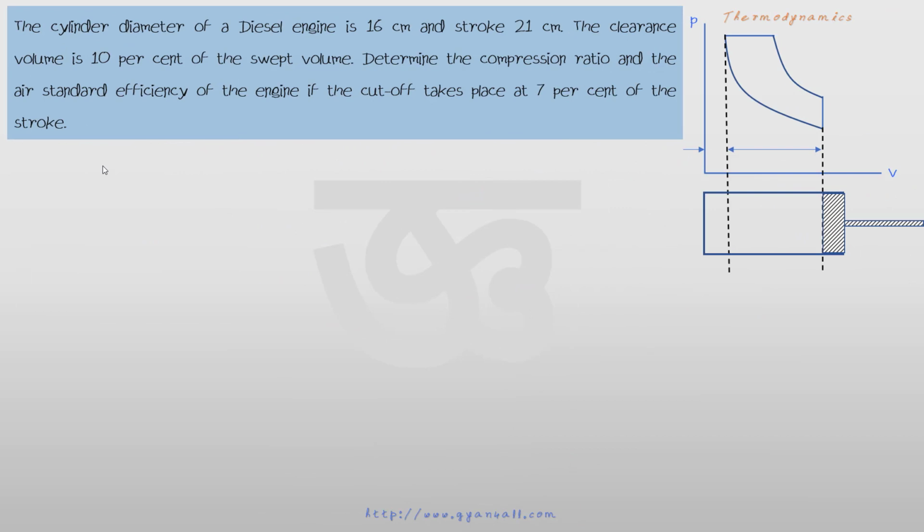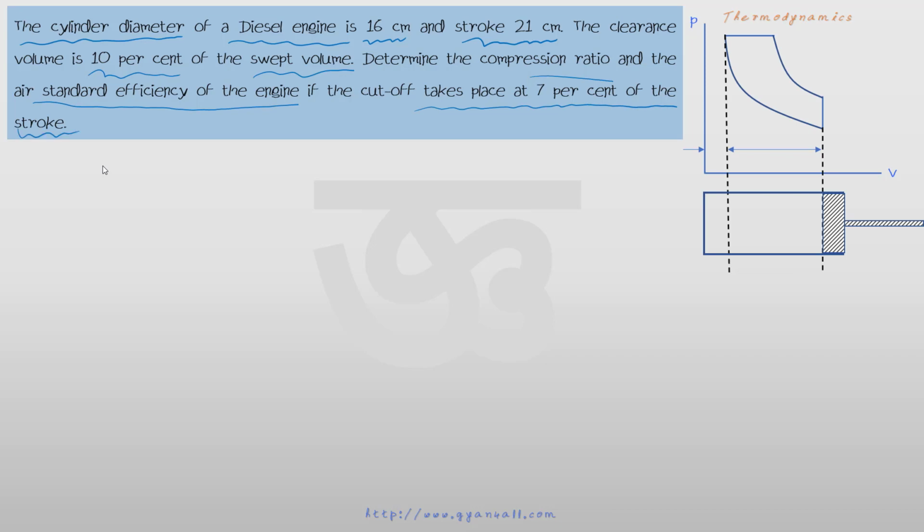Now another problem. The cylinder diameter of a diesel engine is 16 centimeter and stroke is 21 centimeter. The clearance volume is 10% of the swept volume. Determine the compression ratio and the air standard efficiency of the engine, and it is given that the cutoff takes place at 7% of the stroke.